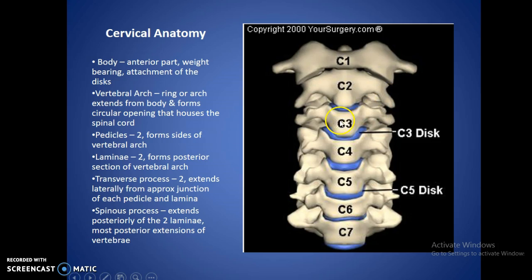Body, it's going to be on the front portion that we talked about, the vertebral body. Vertebral arch, just that ring or arch that extends from the body, forms that circular opening that we mentioned. This just goes through what I talked about earlier with the pedicles, laminae, and transverse process and spinous process on there as well. If you look at this, what's interesting is if you look at C1, it does go out a little bit more wider than the rest of the vertebra.